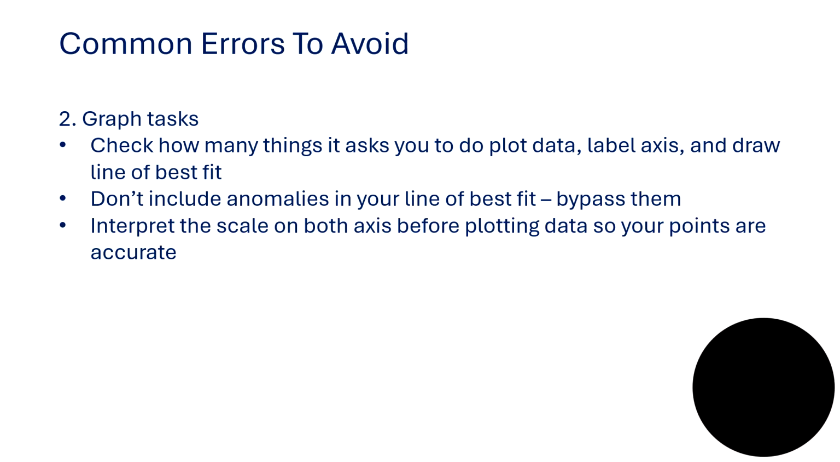And make sure that you interpret the scale on both of the axes before plotting the data, and that will ensure that your points are accurate. And the way to do that is to take 2 numbers on the scale, look how many little squares are between the 2 points, and divide that increment by the number of little squares, and that will tell you the scale. Plot data and draw lines of best fit in pencil. That way then you can always alter it easily and you don't make a mess of your graph.